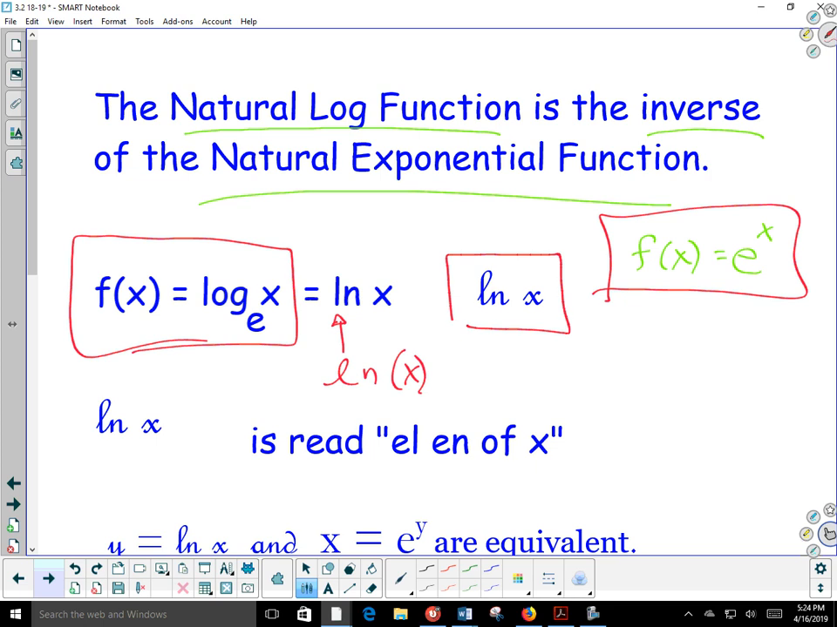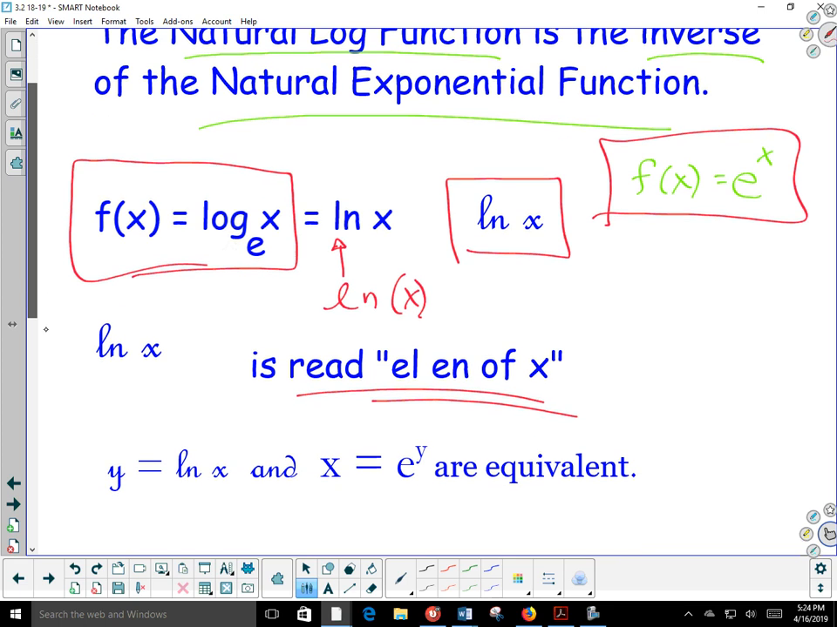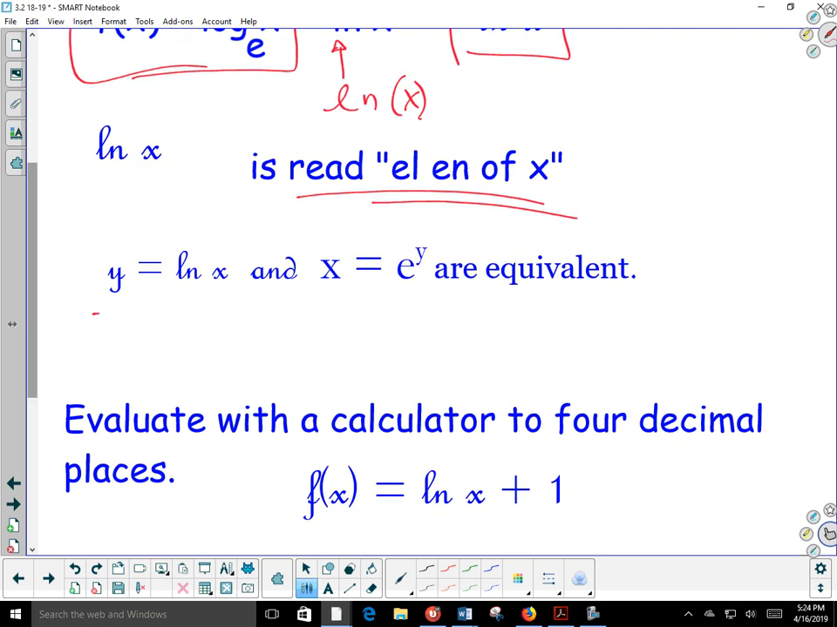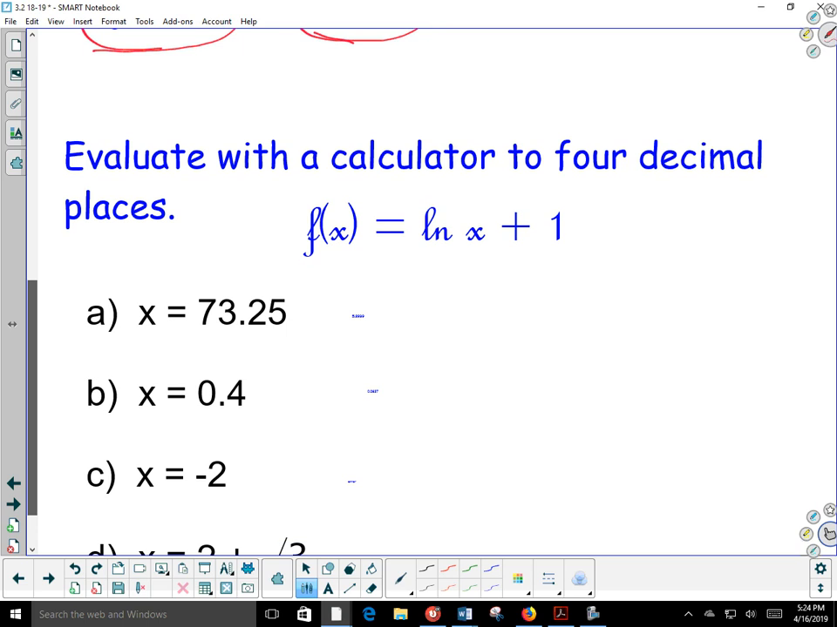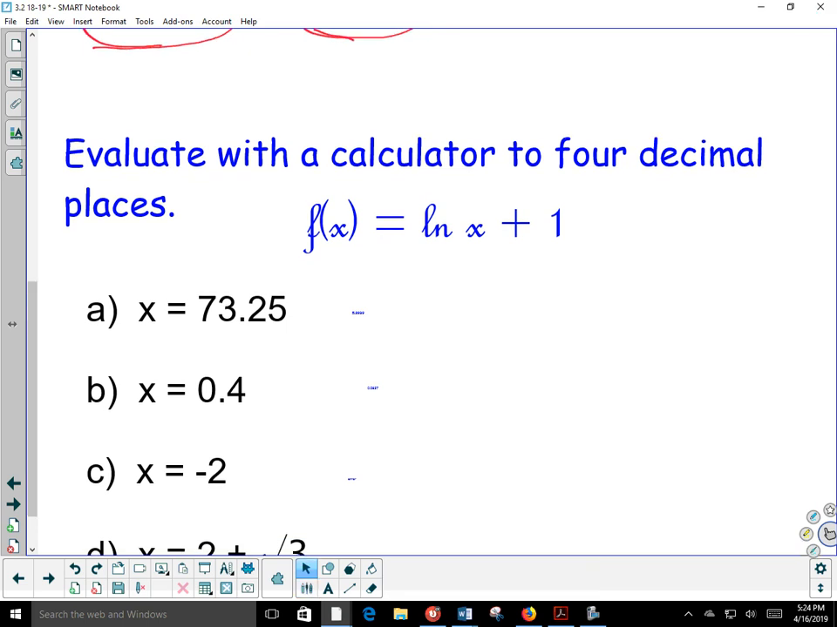And that's how we say it. We say ln of x. All right, it's read ln of x, just like that. And so we can write it y equals ln of x, and we could write that same equation as x equals e to the y. Those are equivalent equations.